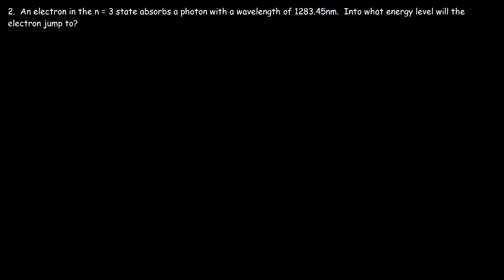Number 2, an electron in the third energy level, or n equal 3 state, absorbs a photon with a wavelength of 1283.45 nanometers. Into what energy level will the electron jump to?